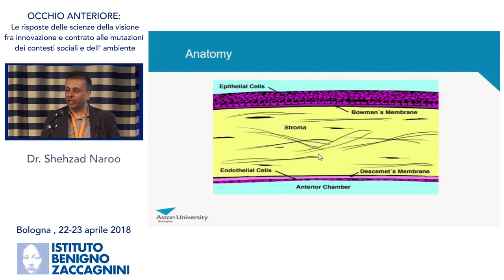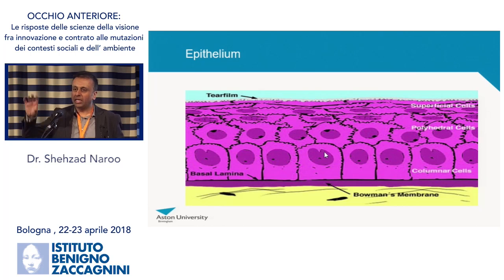Okay, let's move on to the cornea. Remember the corneal structure is essentially 5 layers. We have epithelium, Bowman's membrane, stroma, Descemet's membrane, and endothelium. The epithelium is about 5 or 6 cell layers in thickness, and remember that the epithelial layer regenerates all the time.